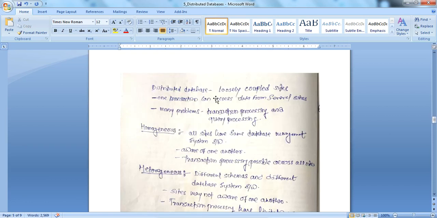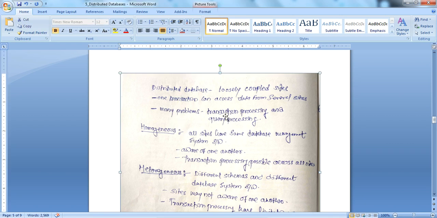Now, a distributed database has loosely coupled sites. One transaction can access data from several sites. That's why it is loosely coupled. Distributed databases have different types of problems. We already understood those problems in a previous lecture, like communication and transaction management. The solution is the two-phase commit protocol, which we will know about in an upcoming session. Then there are transaction processing and query processing problems under distributed databases.